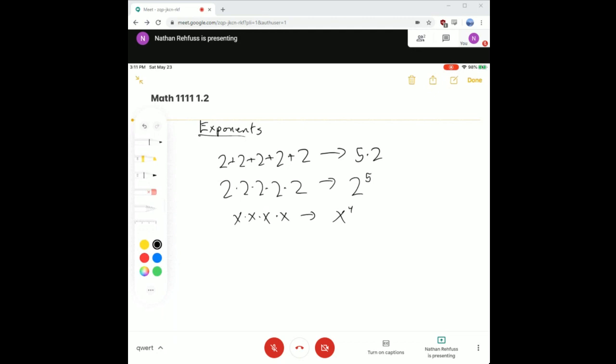So this is my definition of exponents, is we're going to just use it to make our lives easier. We'll have to write expressions like this one a whole lot, and so it's easier if we can write it this way.